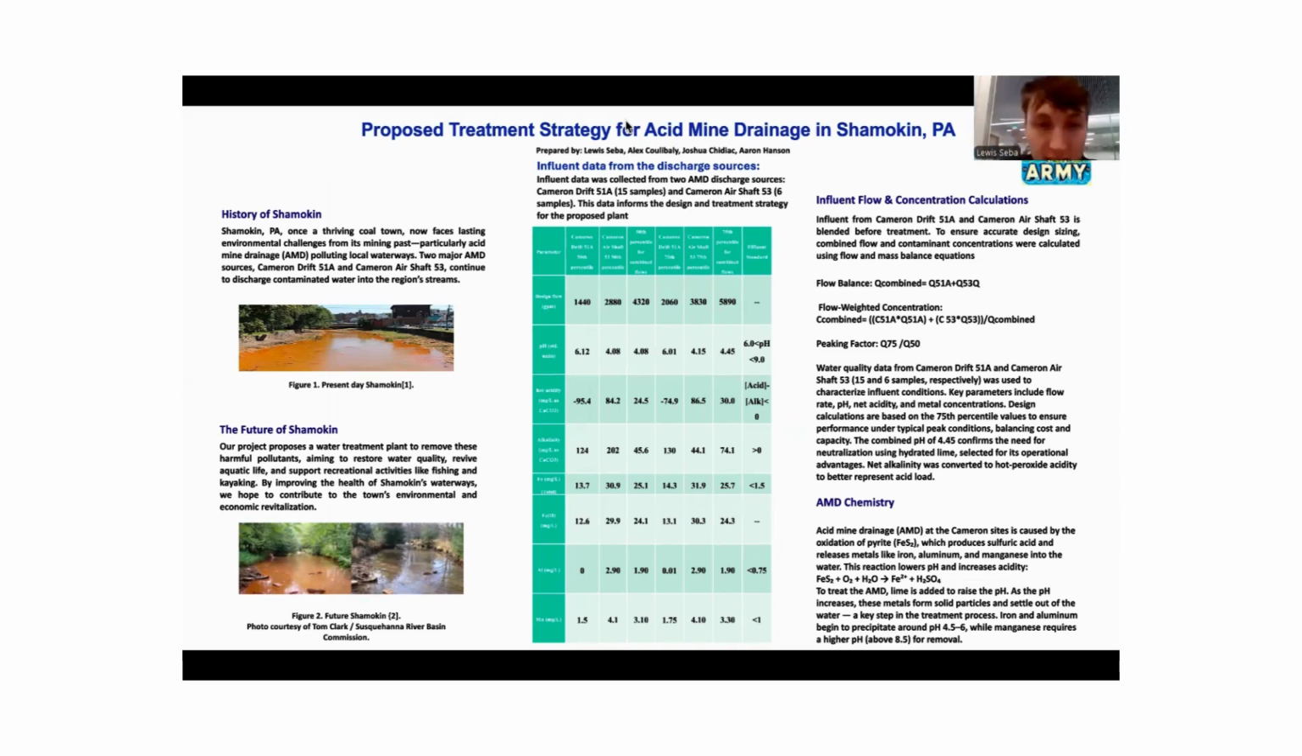Seen here is a water quality table that has combined flows from both Cameron Drift 51A and Cameron Airshaft 53. With this table, we're able to get a pretty solid foundation of what the water treatment plant should look like and what it should have, based on the pH of the water, the intake of the water, and how much iron is in the water.